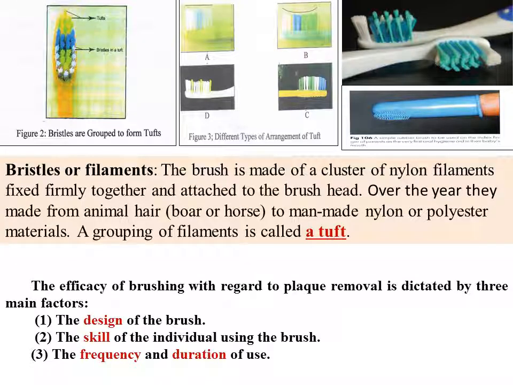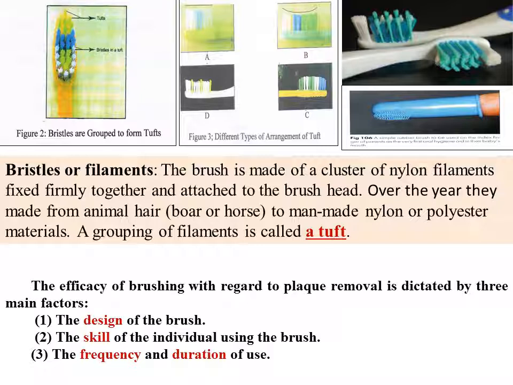As we see in the pictures, bristles are grouped to form tufts, and we have different types of arrangement of tuft. Bristles or filaments. The brush is made of a cluster of nylon filaments fixed firmly together and attached to the brush head. Over the years, they were made from animal hair, boar or horse, to man-made nylon or polyester materials. A grouping of filaments is called a tuft.